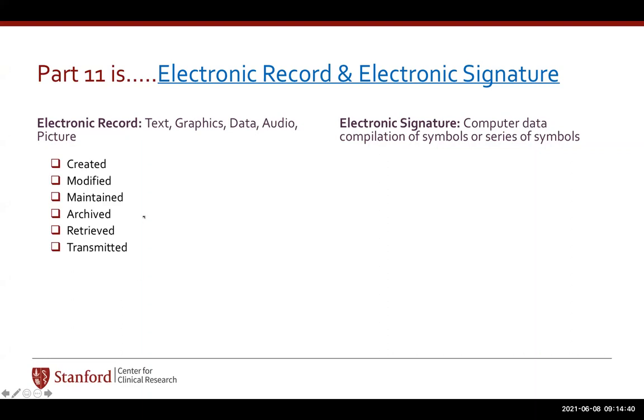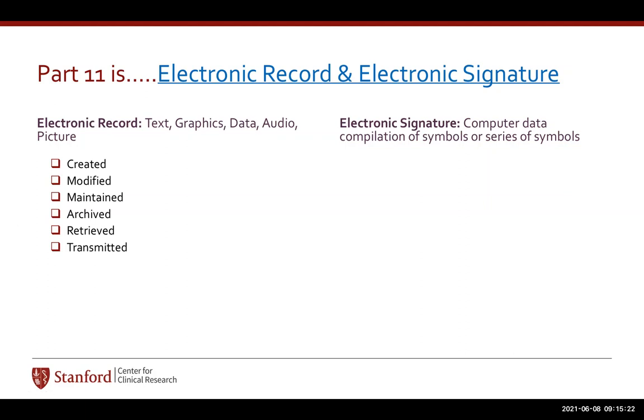If you look at the FDA definition, you can see it over here. Generally, it is very abstract, but if you want to put that in perspective, then you create a document, like a paper document, and it is created also by electronic means. You can modify it, you can maintain it. You can also archive it, like file cabinet versus electronic archiving, like a box. And the retrieve, this is very important. Electronically you can retrieve it fast.